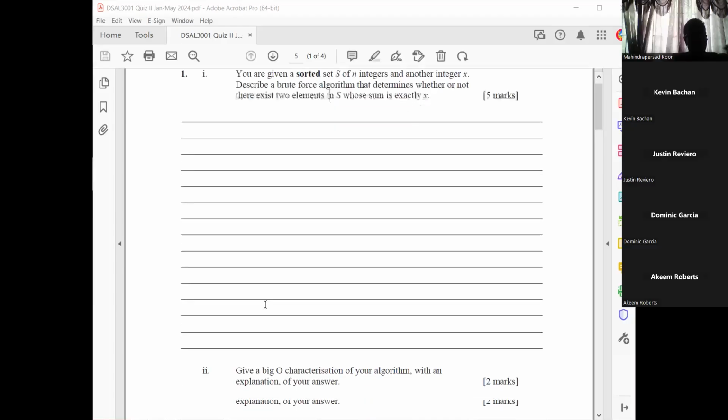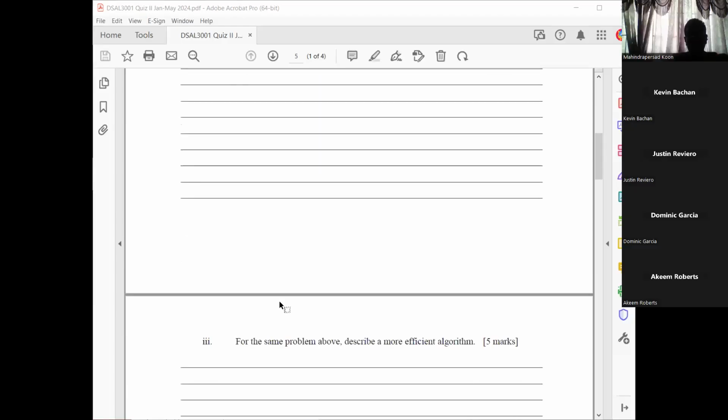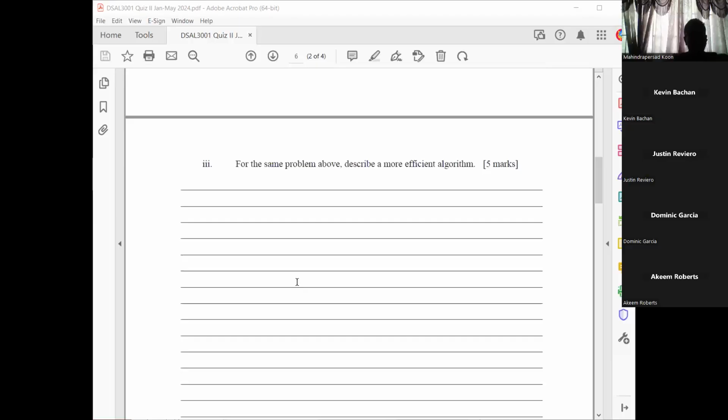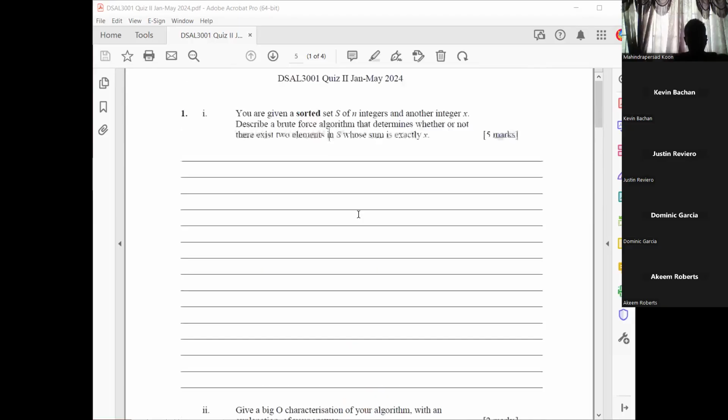So that'll be n squared. Well, you have to work that out. Remember, there's something for everybody to do, right? I'm not saying whether you're right or wrong. That's something. And then for the same problem above, describe a more efficient one. Is there anything that is more efficient than brute force?